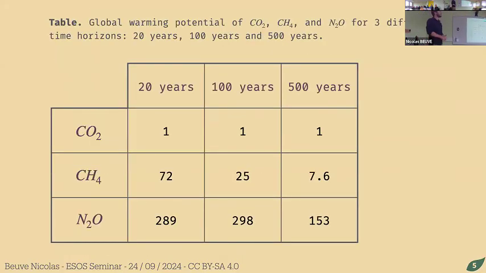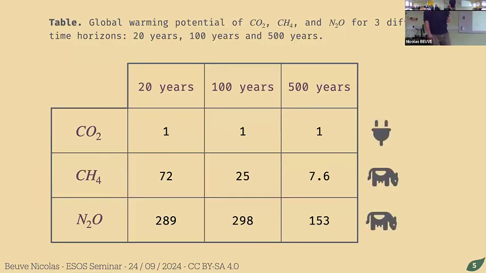Here are some results of GWP, so global warming potential, of 3 gases, the same two as before, and nitrous oxide, over different periods of time, so 20 years, 100 years, and 500 years. Those are very classical, although 100 years is very often used. And here you can see that, for instance, for methane, by using 20 years instead of 100 years, you almost multiply it by 3.